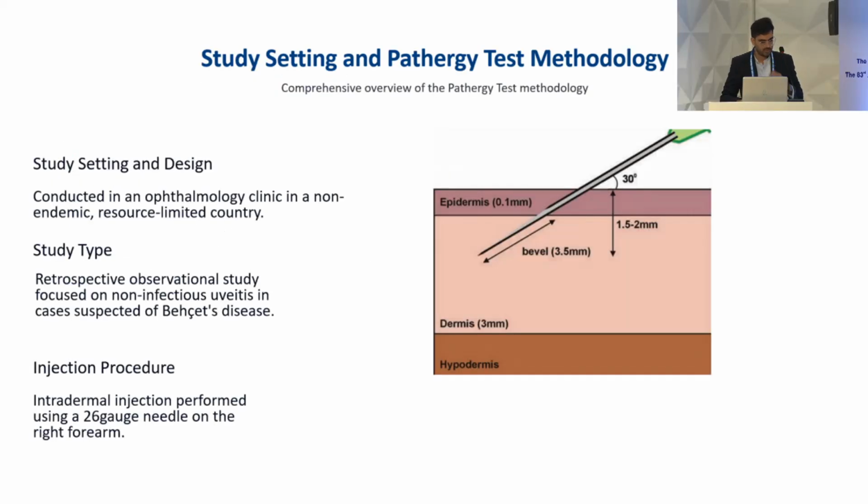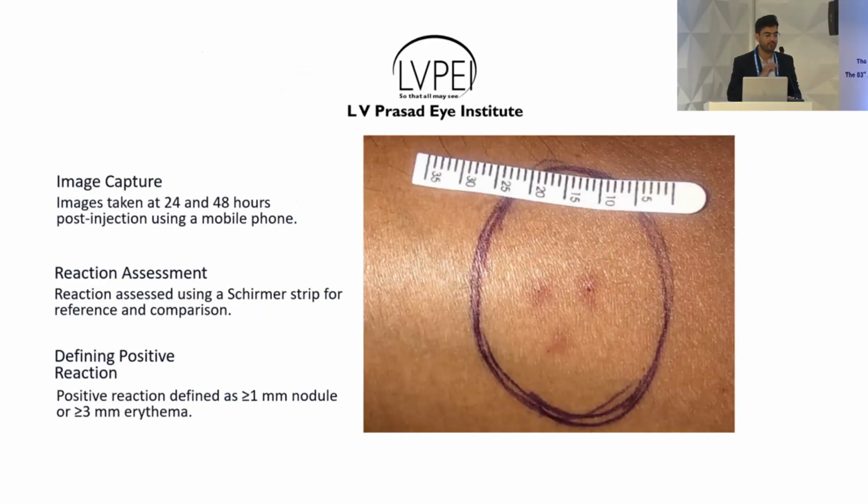It was a retrospective study. We had already told patients to send their images on day 1 and day 2 after doing a pathergy test. The most important thing was the positivity of the pathergy test and how patients would calculate it at home. For that we thought we would use a Schirmer strip. It is a very simple strip available everywhere, and it could save the patient 2 days of coming on day 1 and day 2.